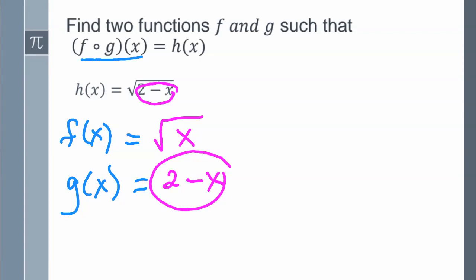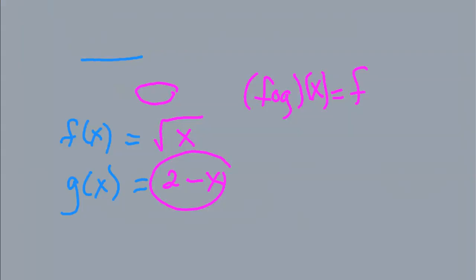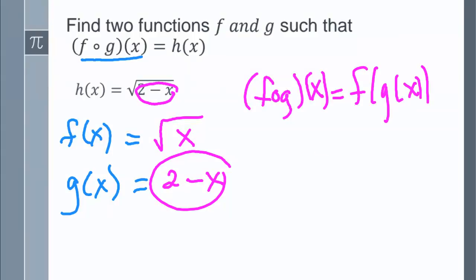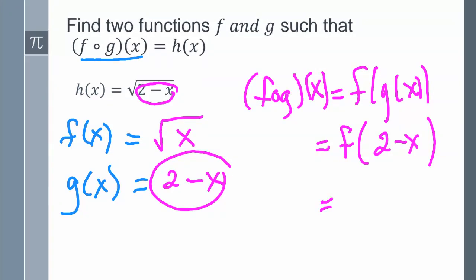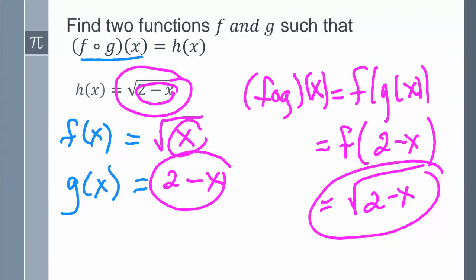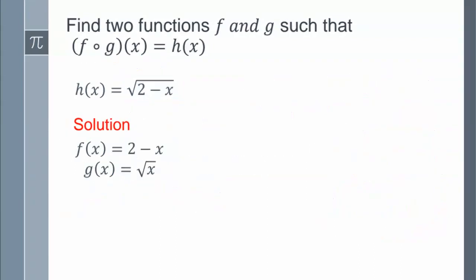So let's check if this is correct. Well, if we did f composed of g, then that's f of g of x. So we end up with f, and then g of x is 2 minus x. So anywhere I see an x, I'm going to substitute that in there. And so here's my x. So I get square root of 2 minus x. So my answer here is what I had at the beginning. And so Miss Patricia, you were correct. And so if I click the slides, then we'll see that, right?